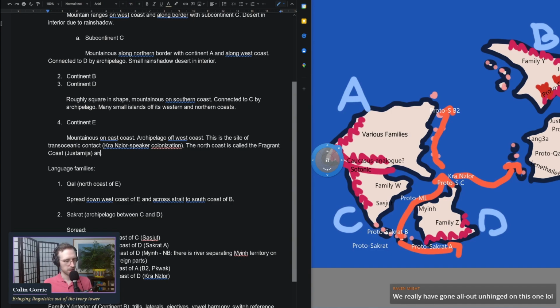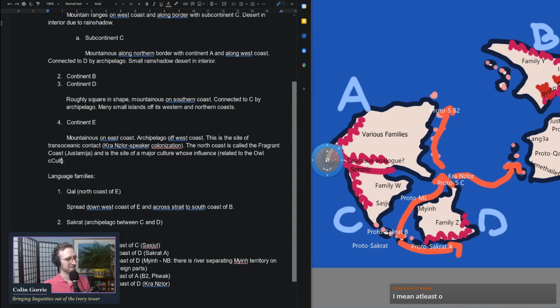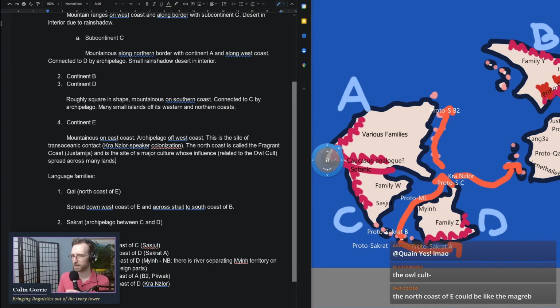The north coast is called the fragrant coast, Ustamia, and is the site of a major culture whose influence, related to the owl cult, right? Spread continent-wide, or spread across many lands. Let's just say for now, many lands.